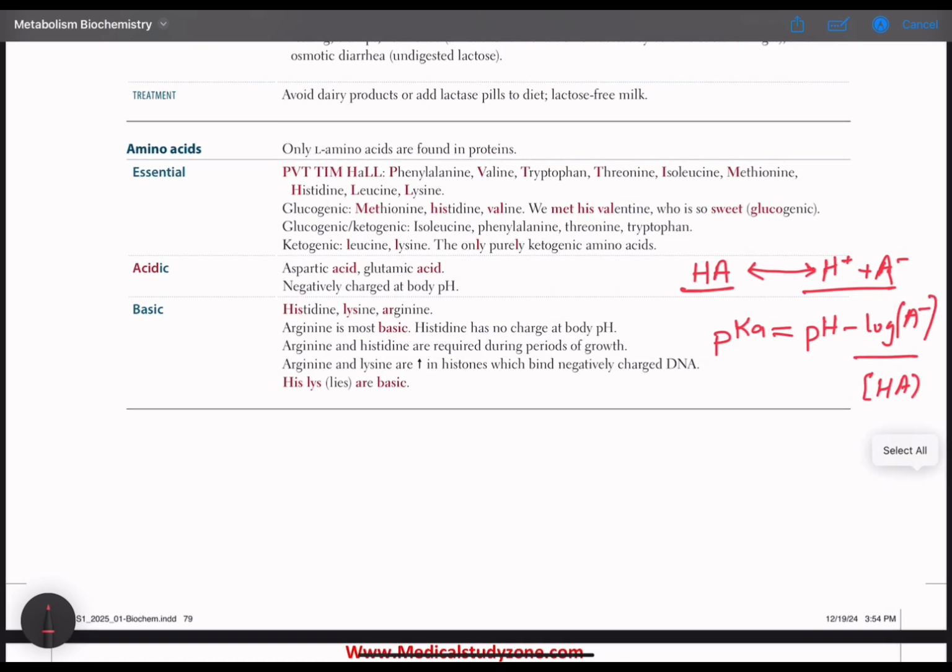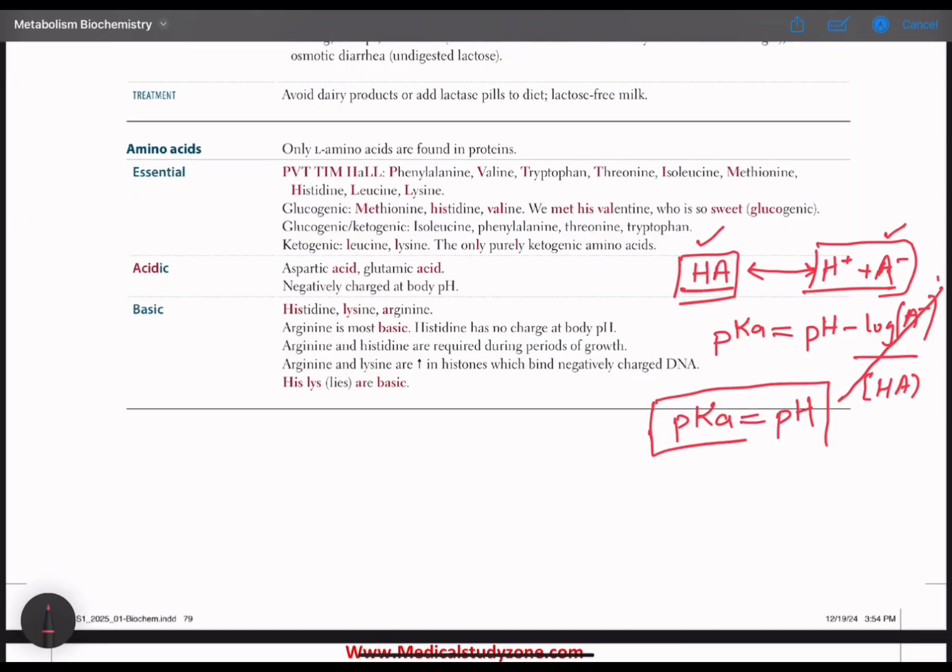So if a substance or a reaction has equal concentrations of both A minus, the dissociated form, and the undissociated form, they will cancel out each other, and the log dissociation constant, or the pK of the reaction or the substance, would be equal to the pH of the solution.